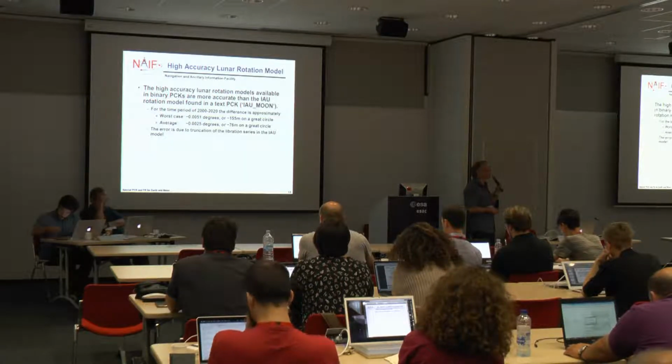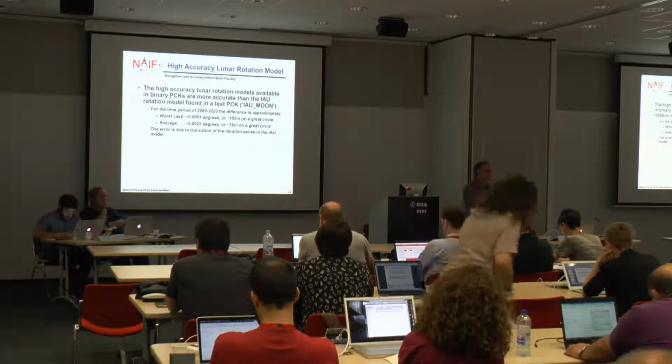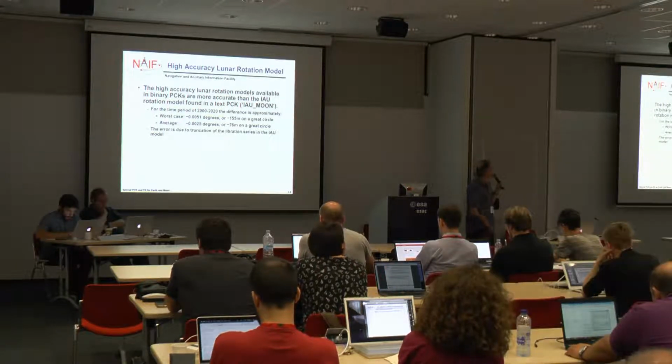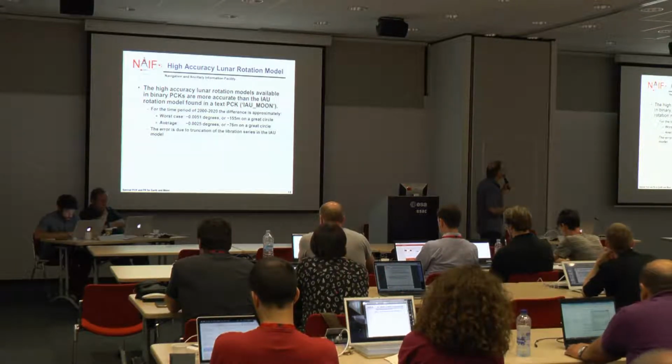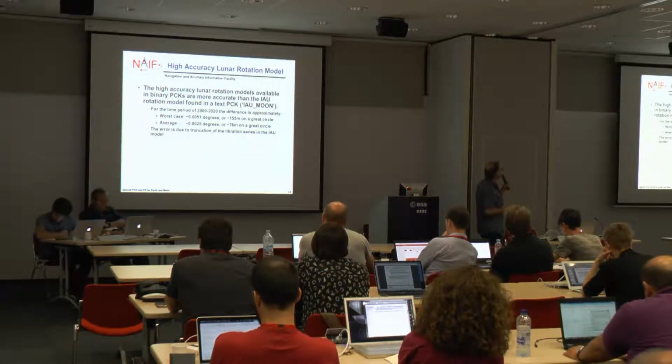And the error is not that bad. My recollection is roughly the maximum error of something like 150 meters on the moon's equator. So it's, oh sorry, it's right here, 155. Okay, and the average again is 76 meters, so it's not terrible.